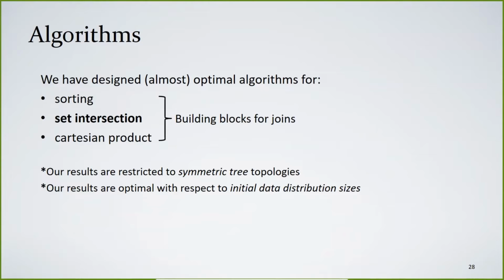So the good news here is that for some problems, which I would argue are the building blocks for interesting operations like joins, we can actually prove under this model that we can find almost optimal algorithms. Two important caveats, though. This is work we did in PODS, published a year ago now. Our results only hold for symmetric tree topologies, right? So if there is asymmetry, as I showed before, we are not sure if the results hold. If your network is not a tree, we are pretty sure the results do not hold, right?